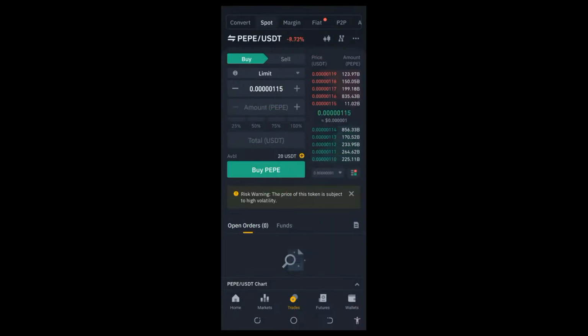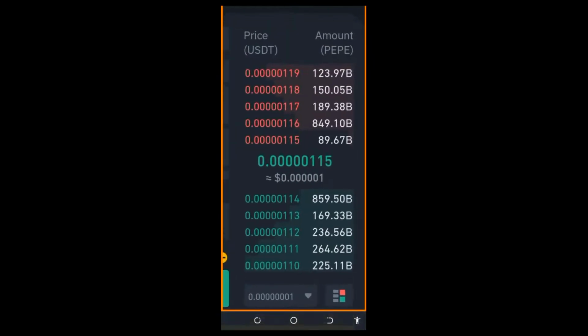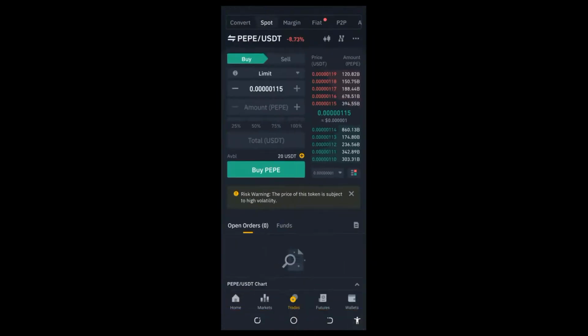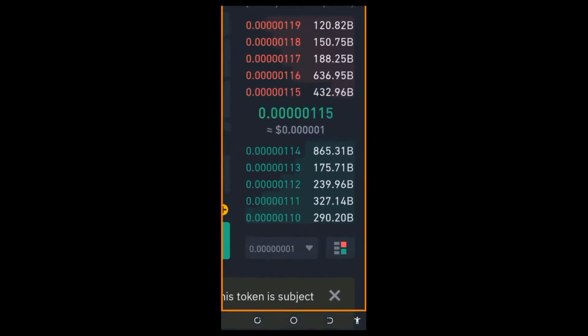Now, look at this. Can you see how this is fluctuating? It's fluctuating between 115, 114, 116. It's just going up and down. And that's the thing. When you come over to a place where you want to do your spot trading, you have to have velocity. Can you see what's going on here? That shows you that things are moving. That's how we want to see.